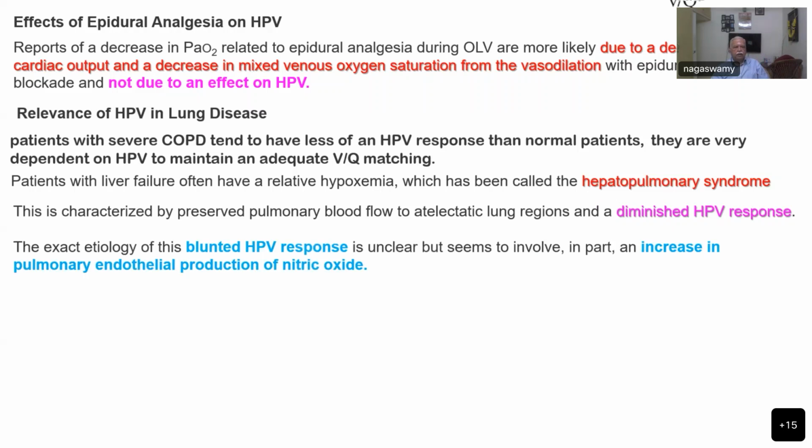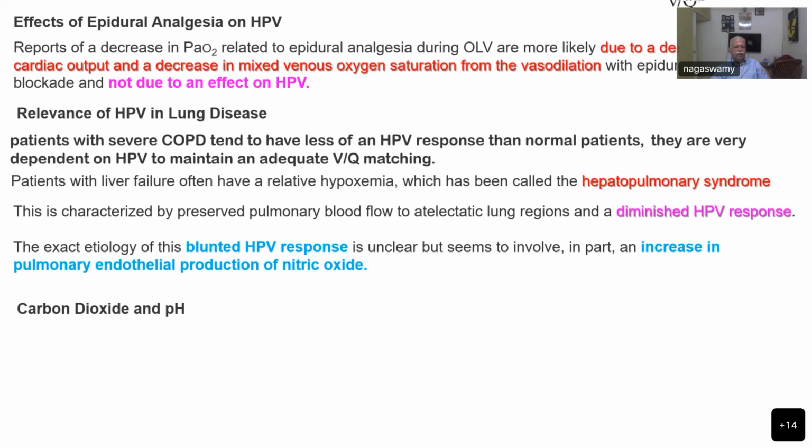The exact etiology of this blunted HPV response is unclear, but seems to involve an increase in pulmonary endothelial production of nitric oxide. So nitric oxide normally is reduced to cause the constriction, whereas in liver disease there is an increased production to maintain the vasodilatation or the normal caliber of the pulmonary circulation in liver patients.